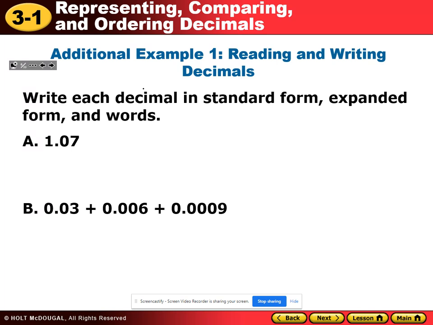So standard form is what A is right here. That's standard form. Expanded form is something like what they've done in B here. And then in words is where you write 1 and 7 hundredths. All right? Spelling is important, especially those last THs. So 1 and 7 hundredths, well, they're going to show you the expanded form.